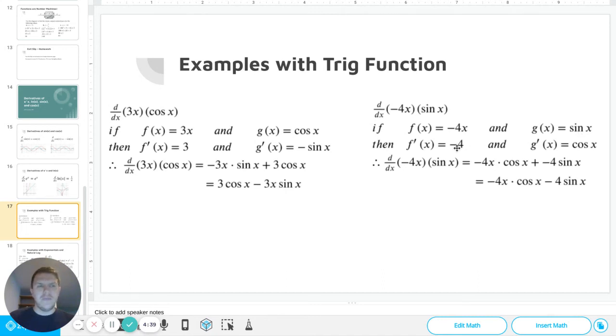We get negative 4 and then cosine of x, and then we do our kind of crisscross multiplication here. So negative 4x times cosine of x, and then negative 4 times sine of x. If you want to, you can leave it like this, or you can rewrite it where you're having subtraction between those instead of having adding and subtracting here.